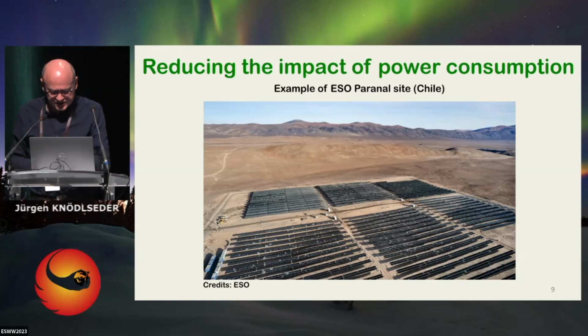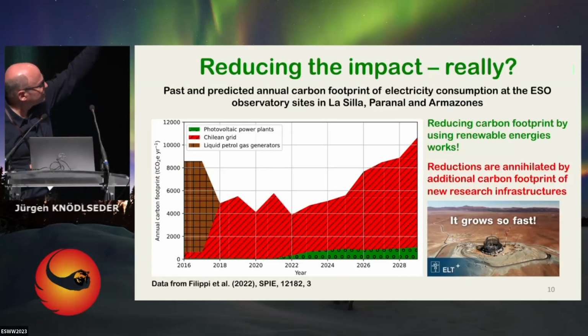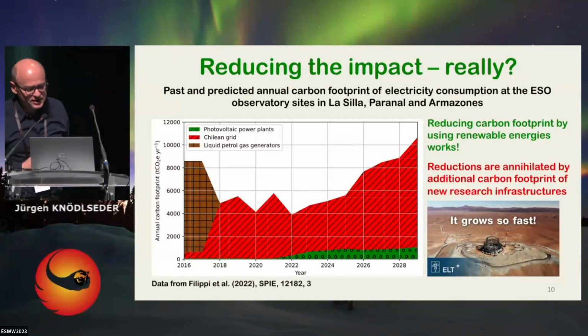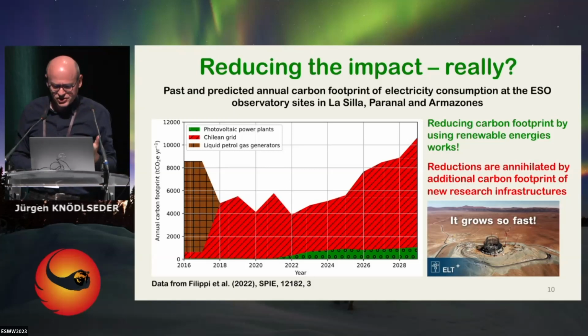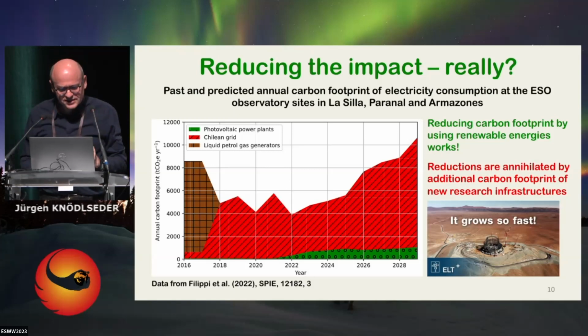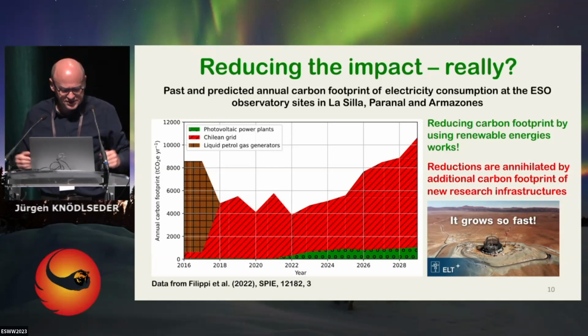And just to illustrate what's going on here, this is data taken from ESO. This shows you the annual carbon footprint as it evolves over time on the ESO sites in Chile. So in 2016, Paranal was still powered just by liquid petrol gas, very polluting. And then in 2018, they connected Paranal to the Chilean electricity grid. And this almost gave a drop of a factor of 2 in carbon footprint. So very good. Then you go on in time.